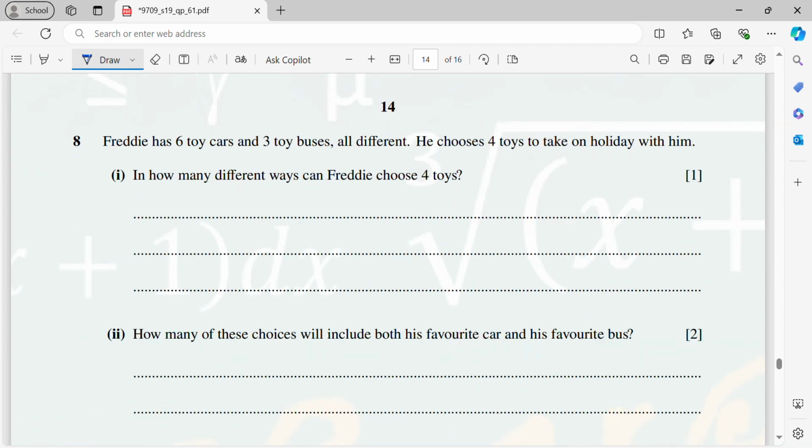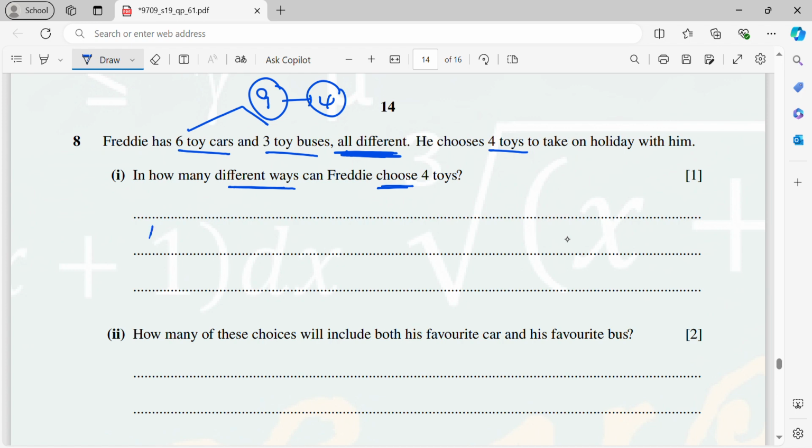Now question 8. Freddy has 6 toy cars and 3 toy buses, all different. He chooses 4 toys to take on holiday with him. In how many different ways can Freddy choose 4 toys? Okay, so basically there are a total of 9 toys here, and he is choosing 4. And we must remember all the toys are different. So because all the toys are different, we can just use a combination to solve.